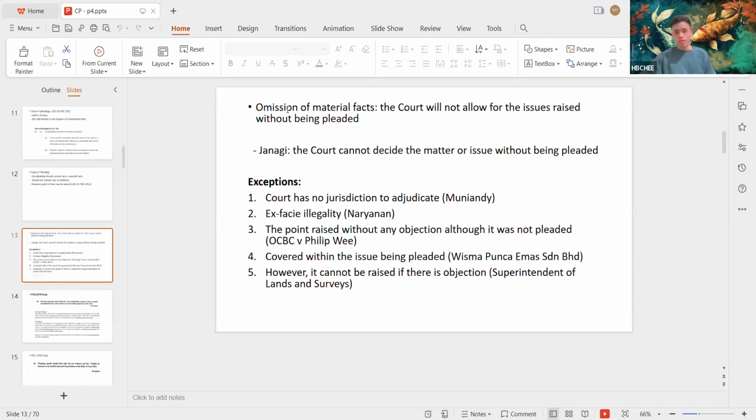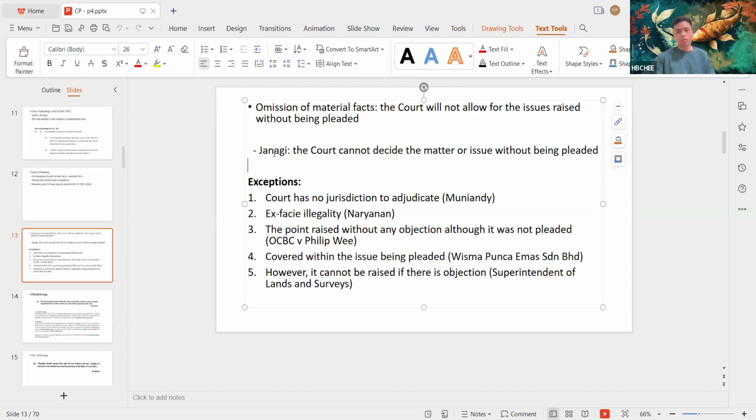Now, omission of material fact. When you did not plead the material facts, the court will not allow issues to be raised without pleading, and cannot decide the matter on issues that were not pleaded. The logic is what we said earlier: you cannot catch the other party by surprise.